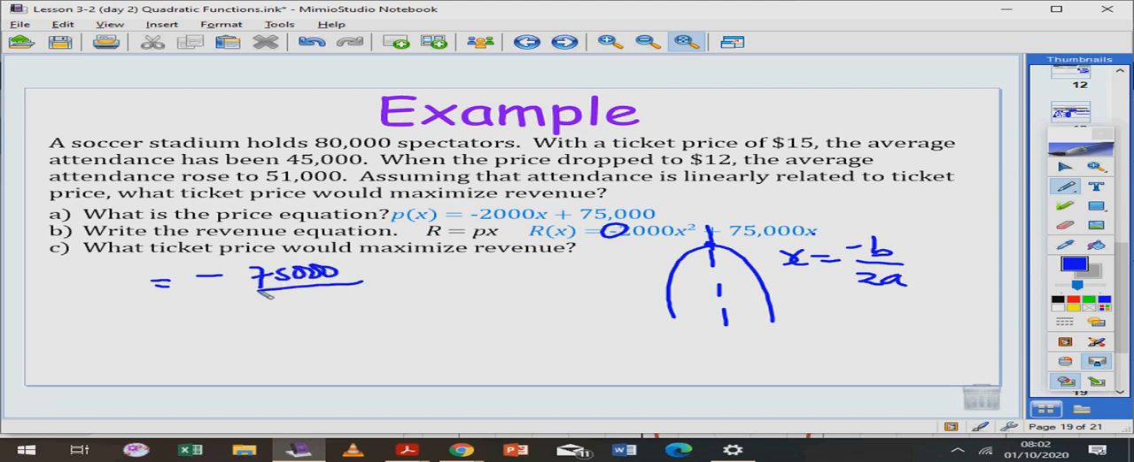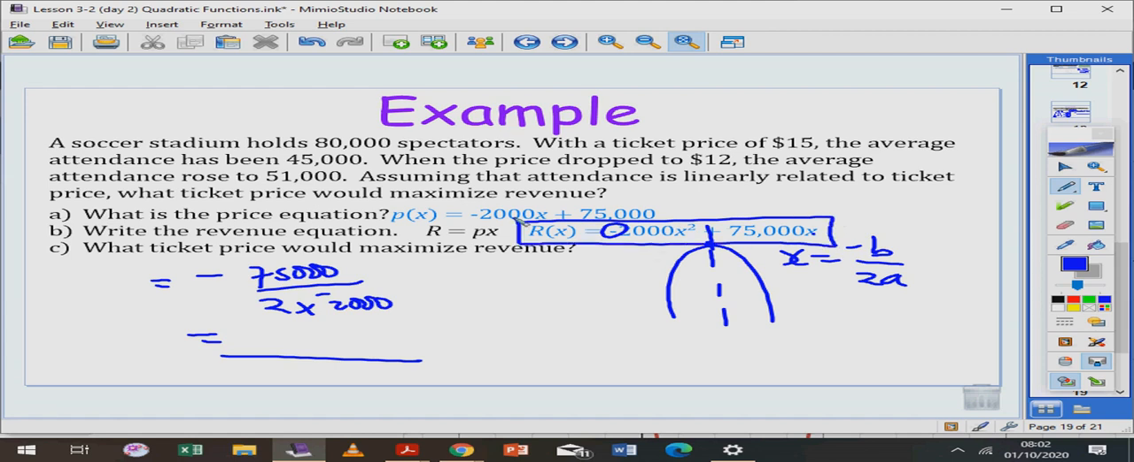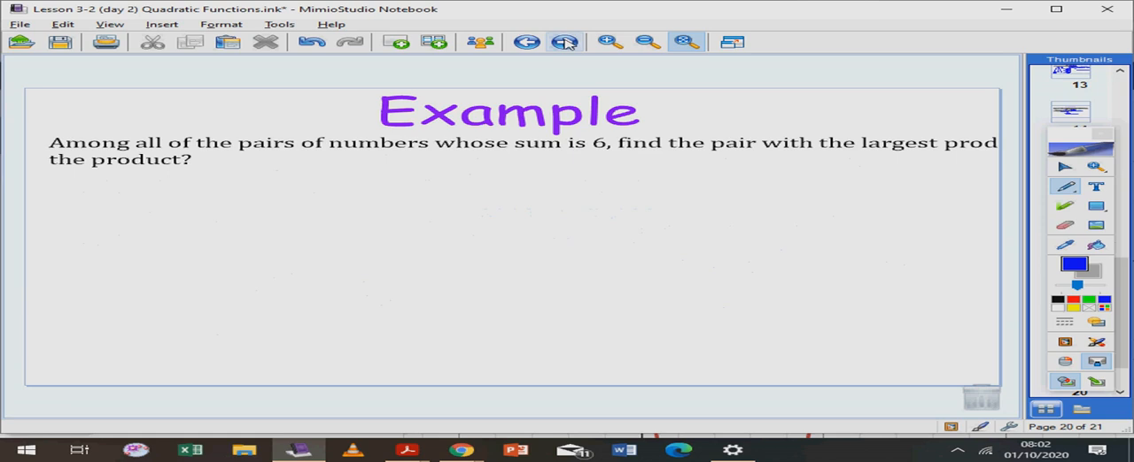Alright, last one. Among all of the pairs of numbers whose sum is 6, find the pair with the largest product. Find the pair with the largest product. Is that it? Oh, it also wants us to tell what the largest product is. Okay.